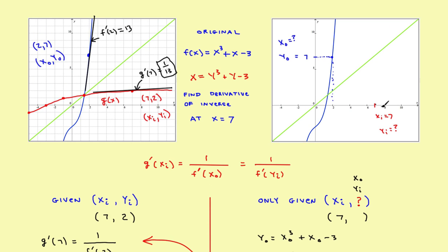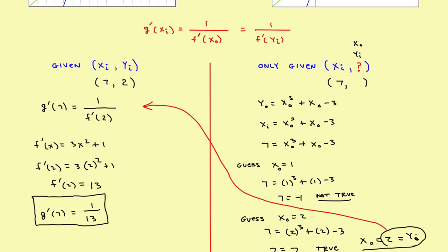So on this one, if it only gives you the x value of the inverse, then you can set the y value of the original equal to the x value of the inverse, and using a guess and check method, you can find out that x sub o is equal to 2, which is the same thing as y of the inverse. So this one would also be equal to 2. And then, once you've got that, this problem is exactly the same as the previous problem, and you can solve it.